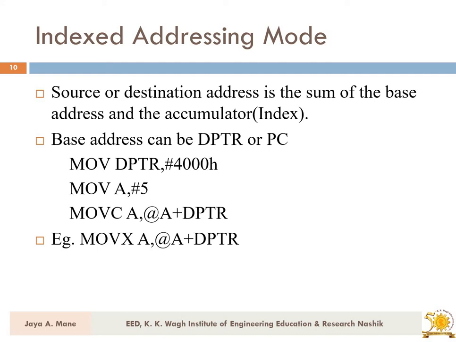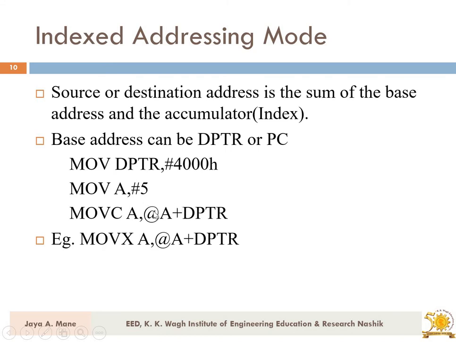If I want the 10th, it will be 5 plus 5. The 5, your base address, remains the same, and you address every 5th location. You can do that with the indexed addressing mode. Here the last instruction is MOVC A comma @A plus DPTR. A has a value of 5, DPTR has 4000. So A plus DPTR gives 4005, and the value at 4005 gets moved into the accumulator.